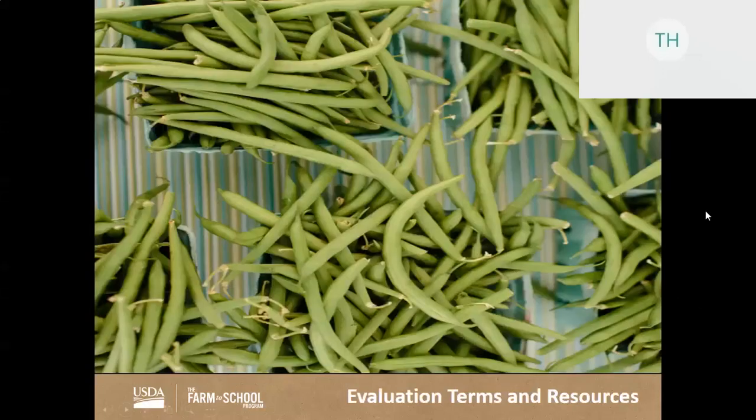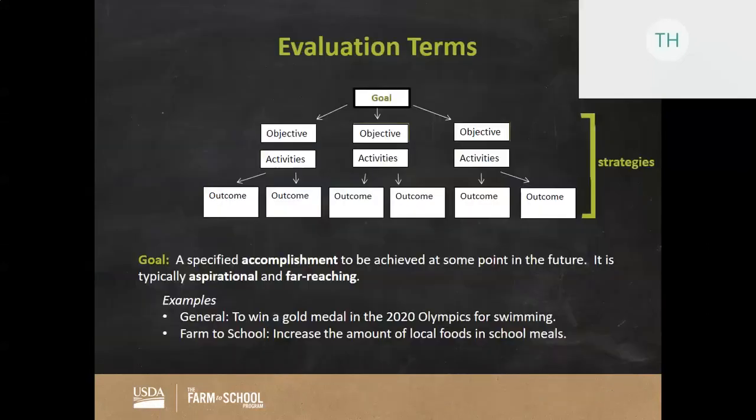Okay, evaluation terms and resources. We've talked a little bit about the terms, but I'll also point the viewers towards some resources here. We've seen process and outcome evaluations. Here are some terms that refer specifically to pieces of evaluation plans, beginning with the goal, the kind of overarching desired achievement, a specified accomplishment to be achieved at some point in the future, typically aspirational and far-reaching. And then there are 2 examples. One is a goal that an athlete might set just as a general example, and the other is a farm-to-school specific example.